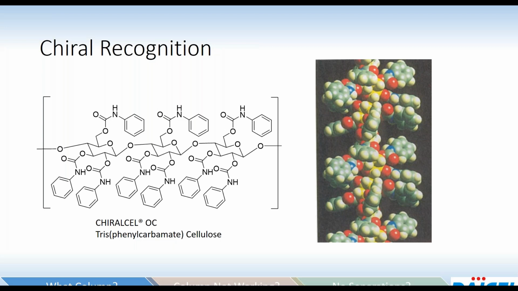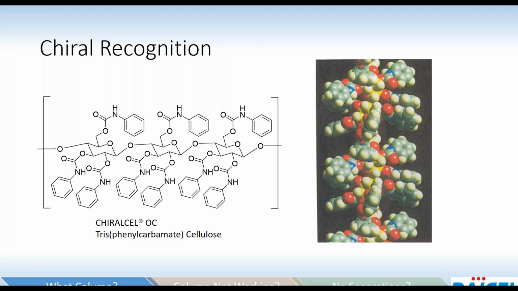And so here shown is Chiral Cell OC. It's tris phenylcarbamate derivatized on cellulose. This, as it twists, forms the structure that you see here, and that structure, in doing so, forms these little pockets that we call chiral grooves. And you can see within these chiral grooves, the chiral selector forms all kinds of different planar configurations. And those configurations are going to dictate how and when the analyte traveling through the chiral stationary phase is going to interact with the stationary phase.